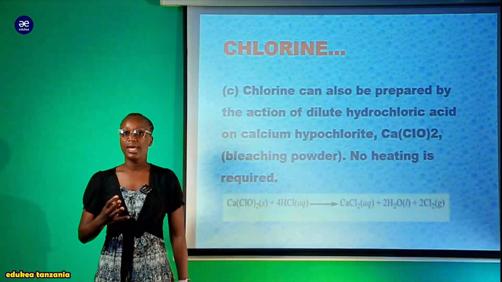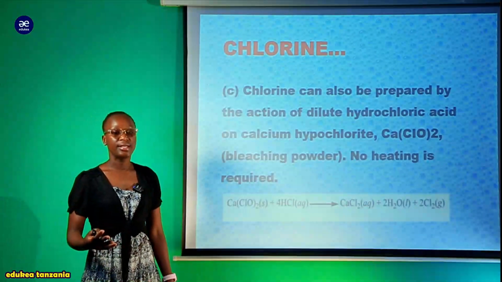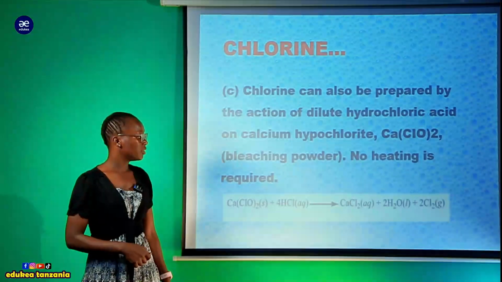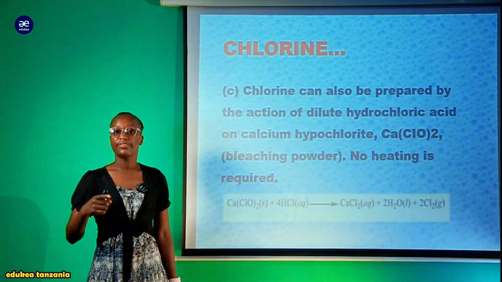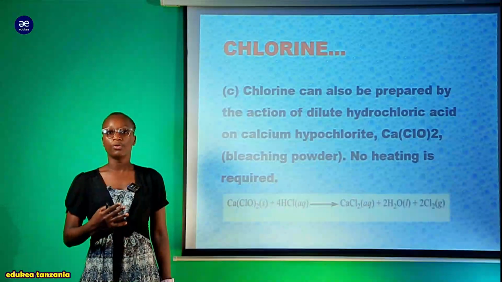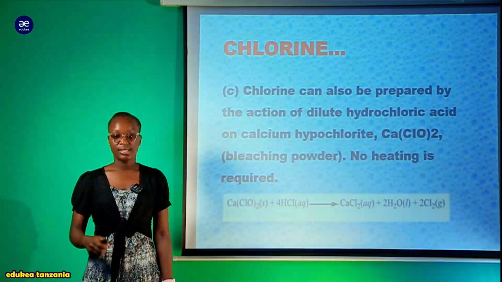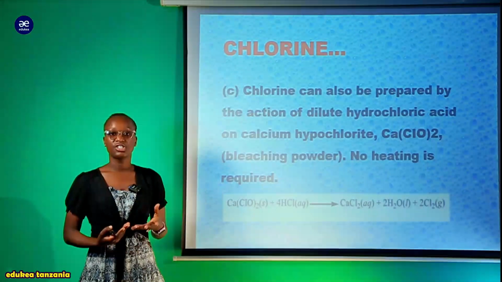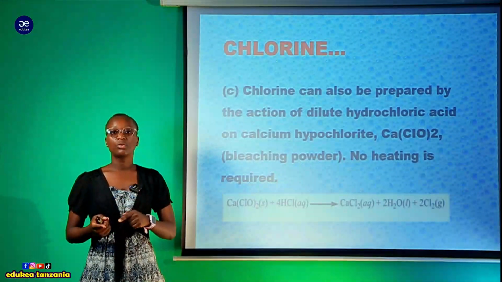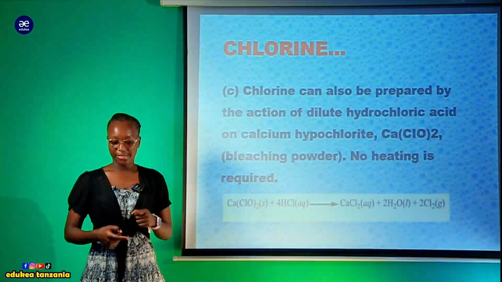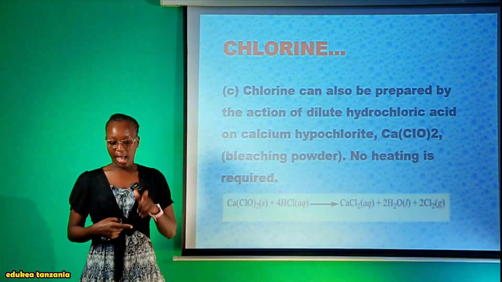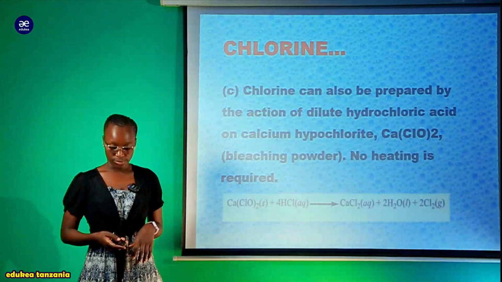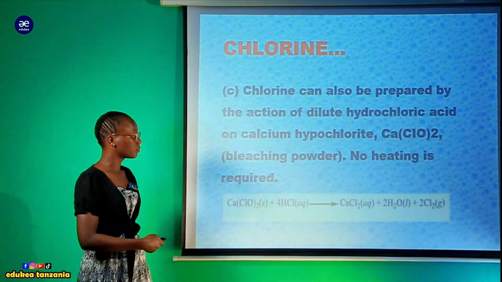Baada ya kureact without any heating, we are going to have calcium chloride ambayo inakuwa ni aqueous. Vile vile we are going to have the water molecule, but finally we are going to prepare or to produce the chlorine gas. So we can prepare the chlorine gas through this action. We take the reaction between dilute hydrochloric acid with the hypochlorite compound kama unavyoona kwenye equation hapa.